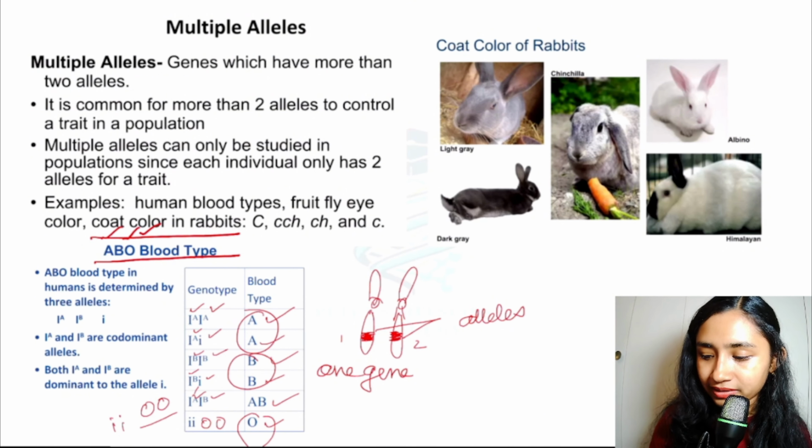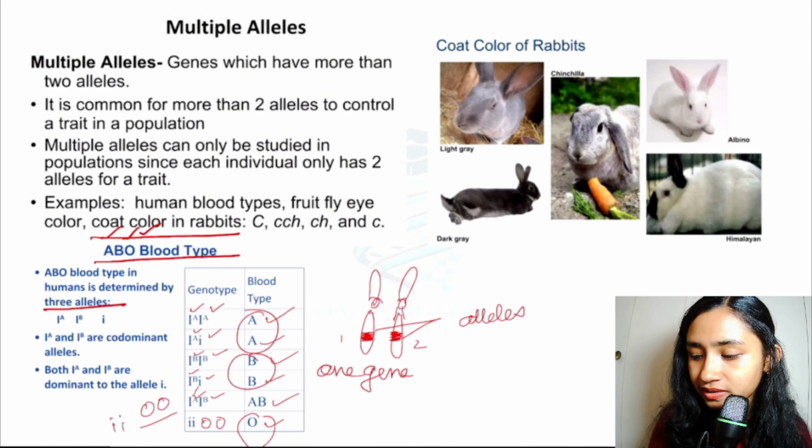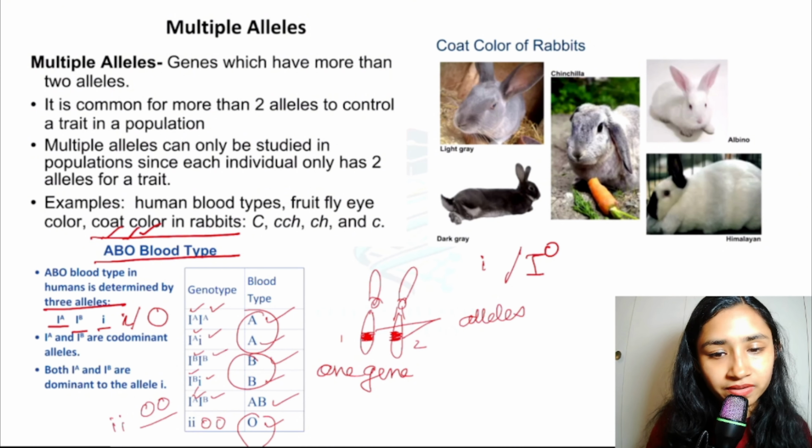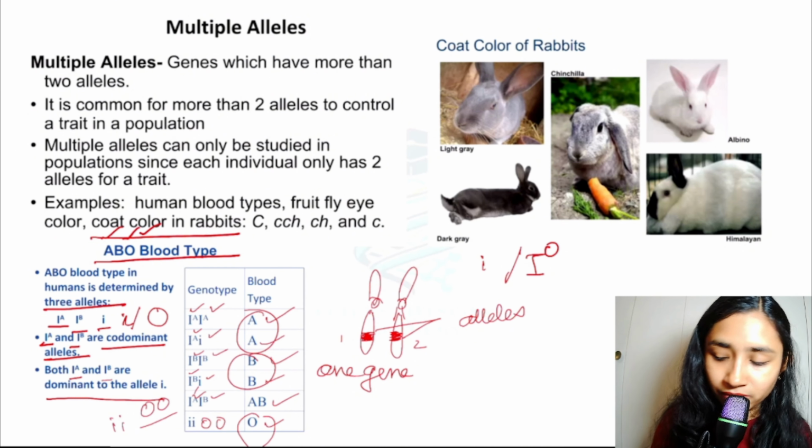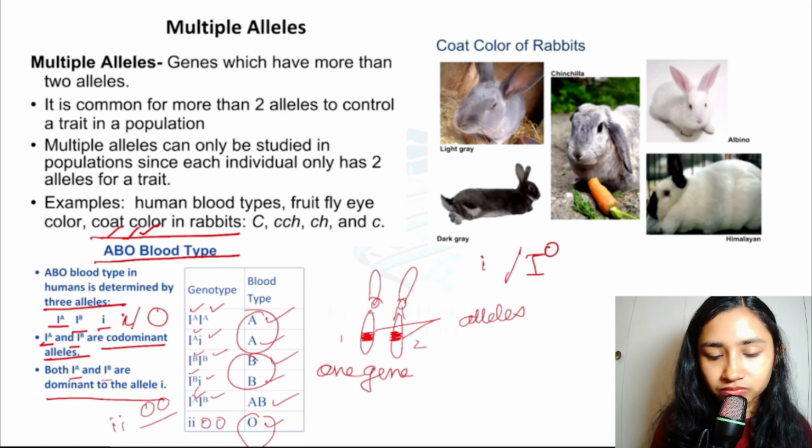So ABO blood type in humans is determined by 3 alleles: IA, IB, and small i. Small i is also known as O. You can also write small i or IO. The i with nothing means that it represents the O blood type. IA and IB are codominant alleles, we will come to this. And both IA and IB are dominant to the allele i, that is IO.